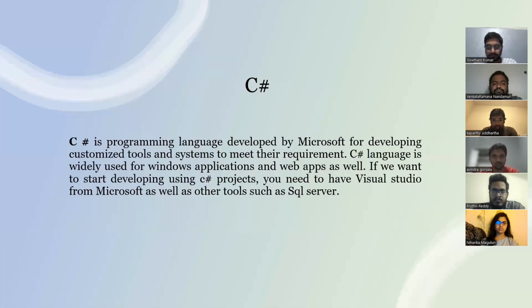Next slide. C Sharp is the programming language which we use in this .NET structure to develop the code for our project. C Sharp was developed by Microsoft for developing customized tools and systems to meet their requirements. It is widely used for Windows applications and web apps as well. To start developing with C Sharp, we need Visual Studio from Microsoft as well as other tools such as SQL Server. Next slide.